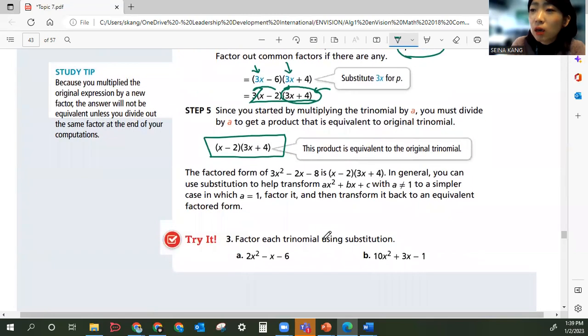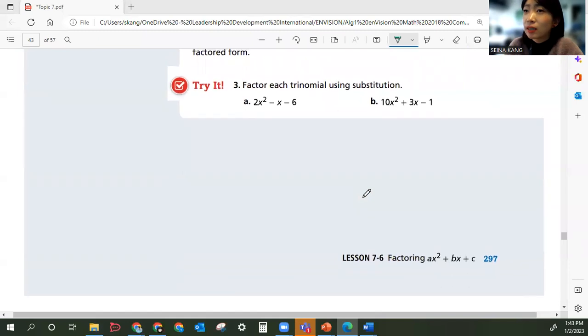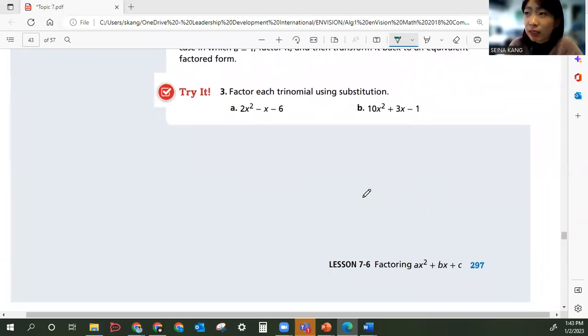All right, so let's try number 3a and b. See if you can do it by yourself and come back when you're ready for answers. Okay, are you ready? All right, if you're ready, let's check your answer.